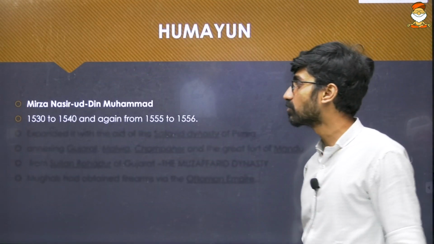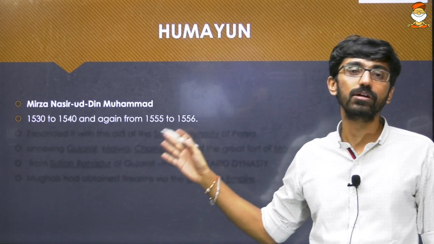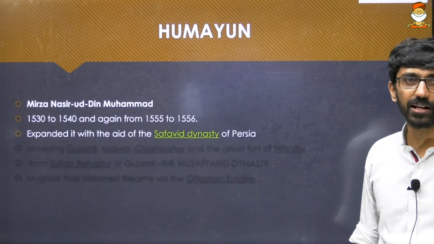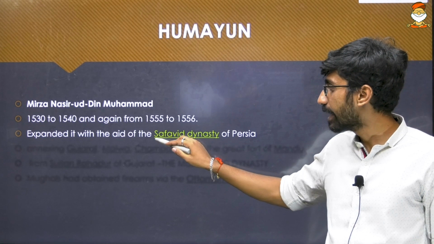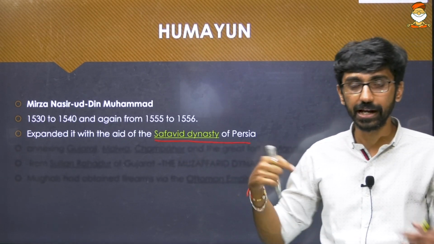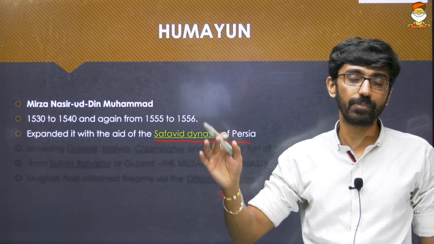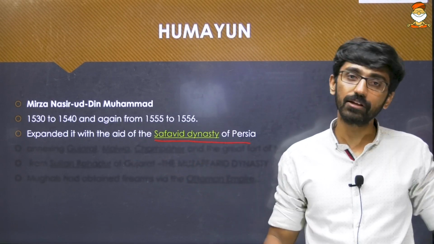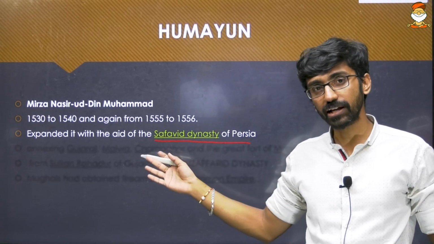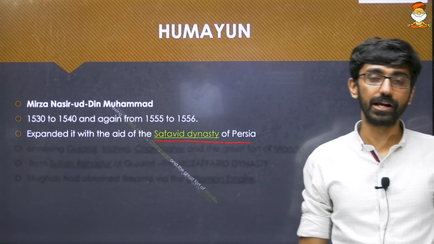Then again, Mirza Nasruddin Muhammad ruled in two periods in India, 1530 to 40, then again 55 to 56, only 1 year, and later expanded with the aid of the Safavid dynasty of Persia. In India, he expanded the Mughal empire further between 1530 to 40 with the help of the Iranian empire. And even when he got defeated by Sher Shah, he went back to Iran and took the help of the Safavids again. Then he came back and reconquered India.